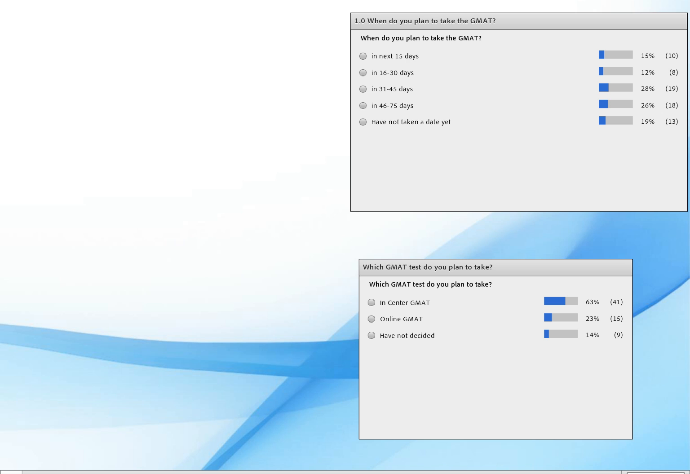With regards to when people plan to take the test, we have a few folks who plan to take the test in the next 15 days. I hope you are within 30 to 40 points of your target GMAT score. But then we have about three equally sized groups, each about 20 to 30% of folks over here. About 26% haven't taken a date.